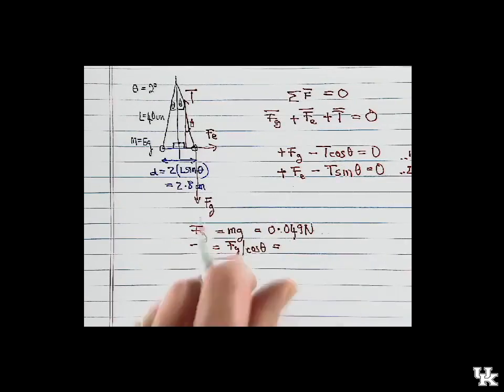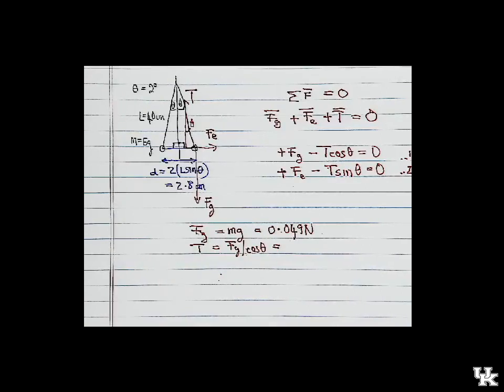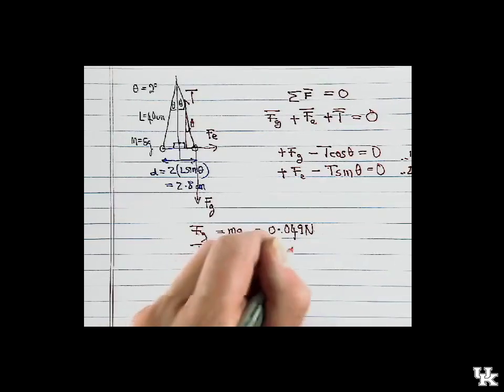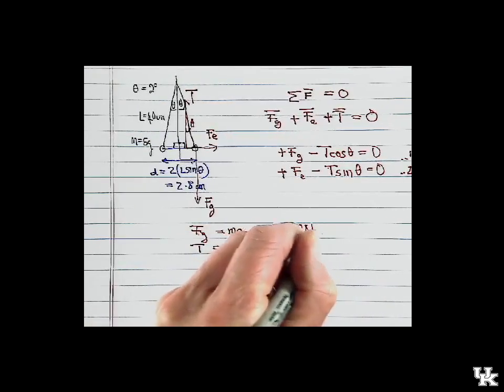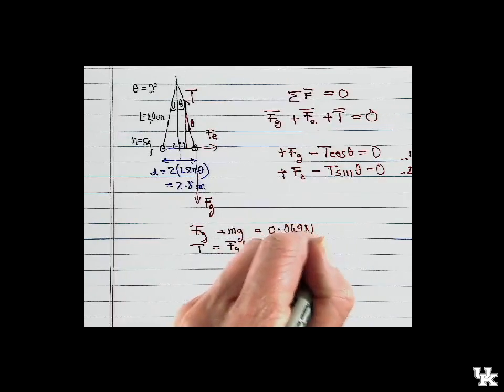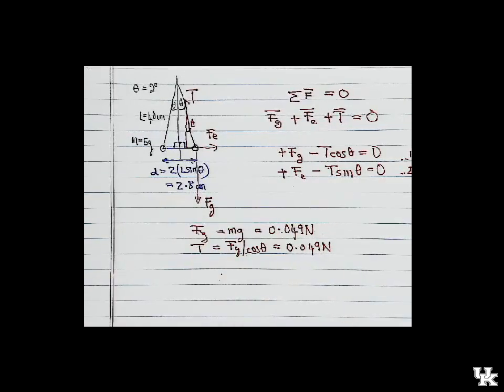And actually cosine of 2 degrees, if you remember cosines and sines, cosine of 0 is 1. Cosine of 2 degrees is very, very close to 1. It's like 0.999 something. So actually, when you calculate this tension force, it's almost exactly the gravitational force. It's just a tiny fraction smaller, and that fraction is smaller than the number of digits I'm writing down here. So that's the tension force.